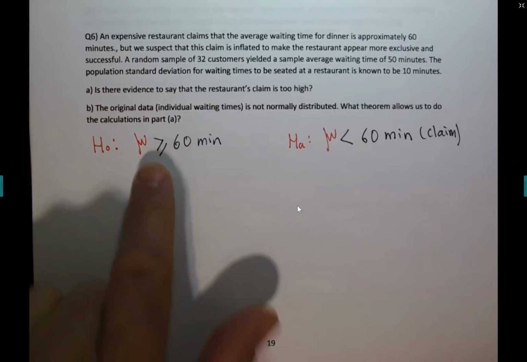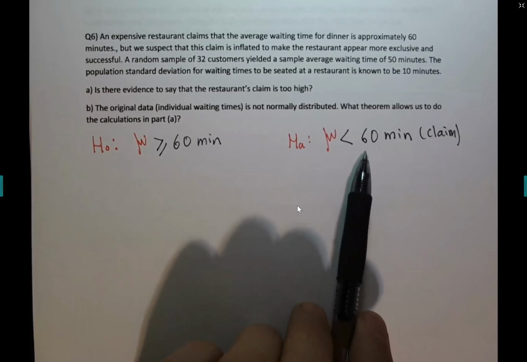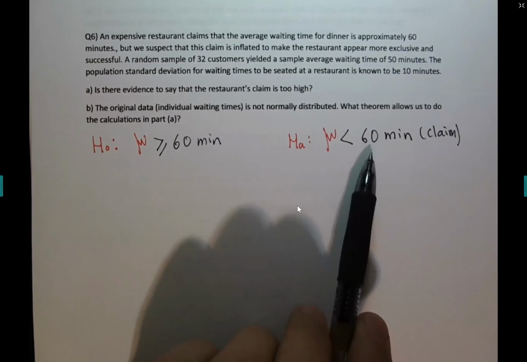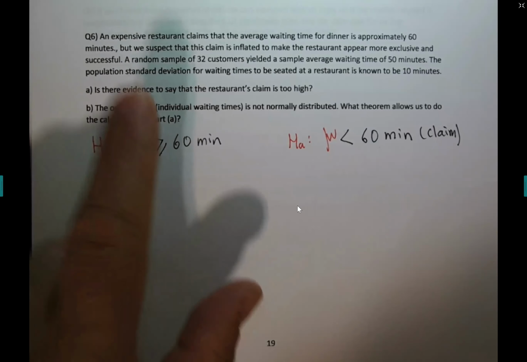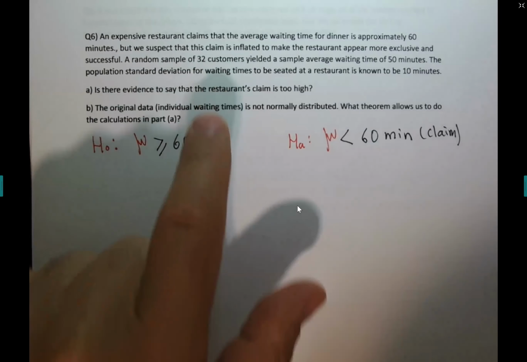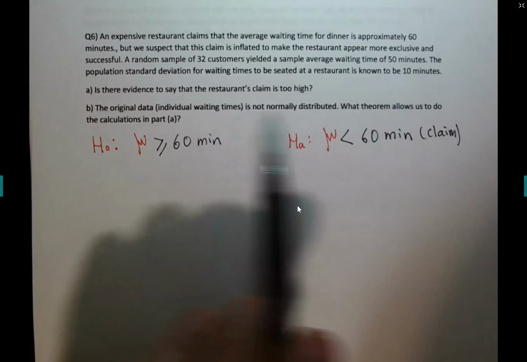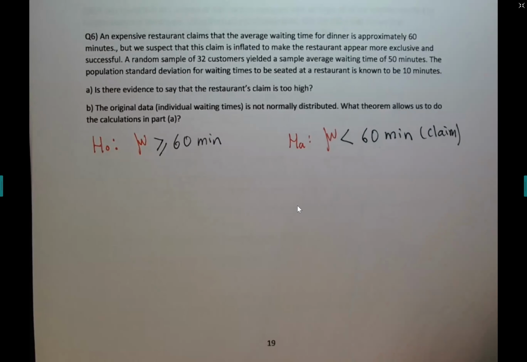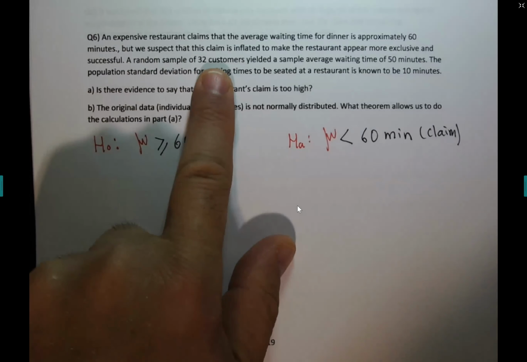That's the opposite. And our claim, we want to prove, we think that the restaurant claim is wrong, and we think that the wait time is not 60 minutes, it's less than 60 minutes. That's our claim. Now, maybe some students will say, well, they say it is 60 minutes. That's their claim. In the question, you have to follow what you want to study. Who's making the claim? If we were doing the restaurant's claim, then it would be equal, not equal. But then we're not verifying their claim. We're verifying you. You suspect that this claim is inflated.